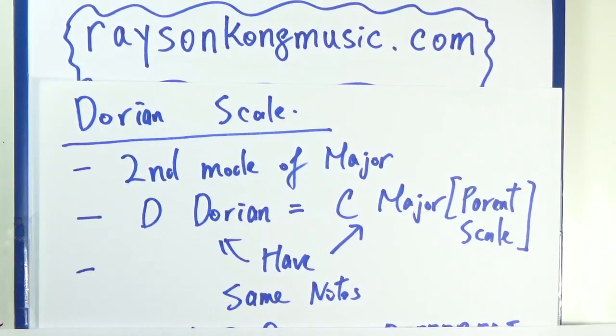Hello everybody, let's start talking about the Dorian mode or the Dorian scale. It is the second mode of the major scale. For example, if you have D Dorian, then the parent scale would be C major, because D is the second note of the C major scale, and they would share the same notes.